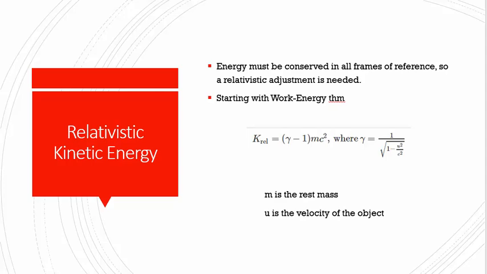In this case, m is the rest mass, which is the mass of the object when it's standing still. That should give you a clue that things are going to get weird. And u is the velocity of the object. Once again, at low velocities, this is exactly the same as classical kinetic energy. But one of the things that it does tell you is that an object that has mass can't get to the speed of light, because it's going to take an infinite amount of work to get that amount of energy, to accelerate it to the speed of light.